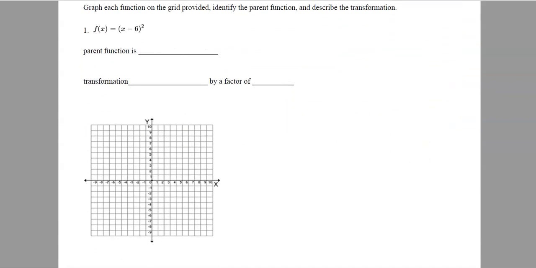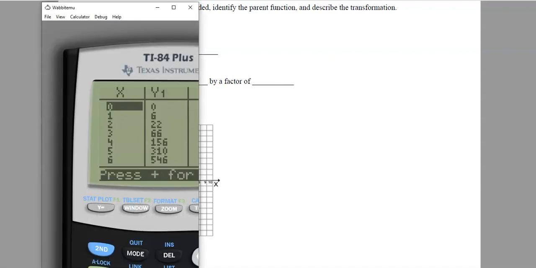So let's get down to it. Graph each function in the grid provided. Identify the parent function. Describe the transformation. TeacherMade will not be able to graph the graph, but it will have the blanks filled in, and there'll probably be drop-down menus there to make it a little bit easier. So what you can do is put this into your graphing calculator if you'd like, or you could start setting up a table. Let's use a graphing calculator just because we really haven't done it this lesson yet.